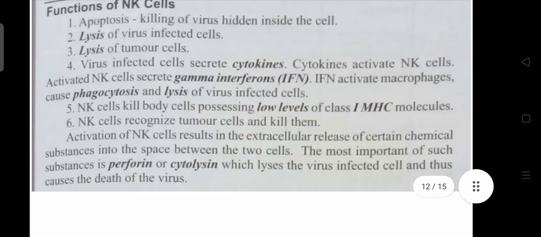Next one is functions. Functions we all know: apoptosis. What do you mean by apoptosis? Programmed cell death is known as apoptosis. Killing of virus hidden inside the cell. Lysis of virus and tumor cells, and they secrete cytokines. Cytokines are important, which activate the NK cells. Then gamma interferons, macrophage activation, phagocytosis, lysis, etc. It will recognize tumor cells and kill them without any existence of other cells. Activation results in extracellular release of certain chemicals, and most important are perforin and cytolysin, which lyse a virus-infected cell, thus causing the death of the virus. These are the important functions of NK cells. You can read this.